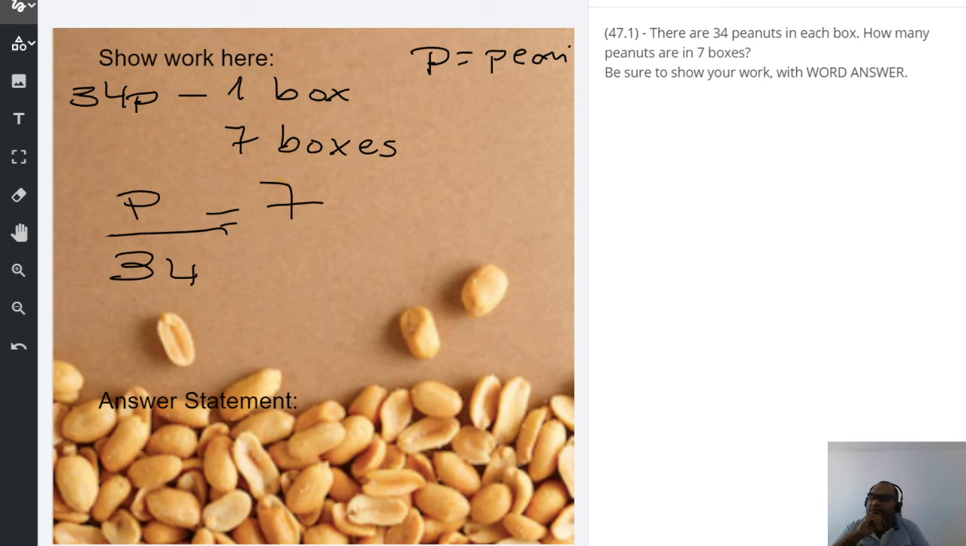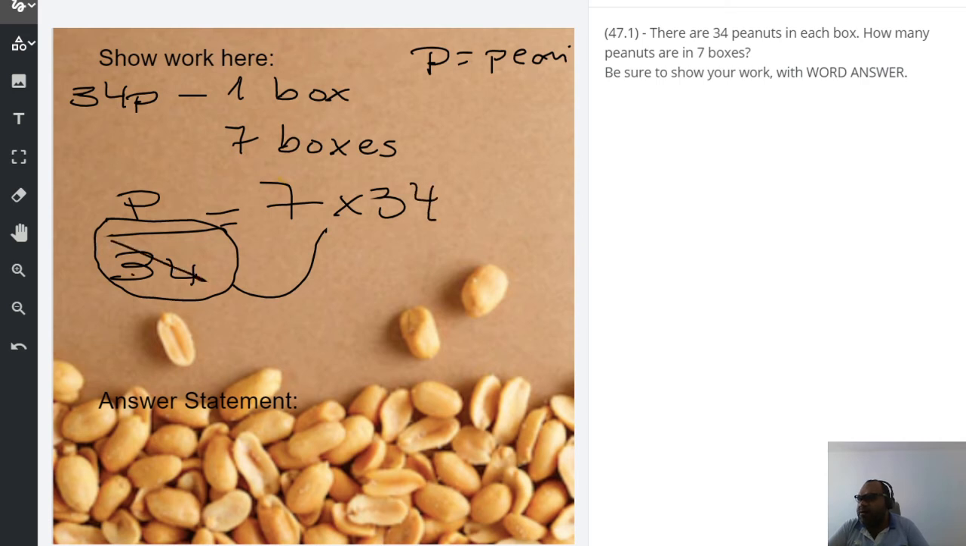Let's right now solve this one. My variable, P, and the quantity of peanuts here, 34. How do I solve this one? What is the variable? Left hand side. What's the math operation tied to the variable? Divided by 34. What is the opposite operation? Multiplying by 34. Great. Multiply by 34 over here. 7 times 34. Let's solve this one.